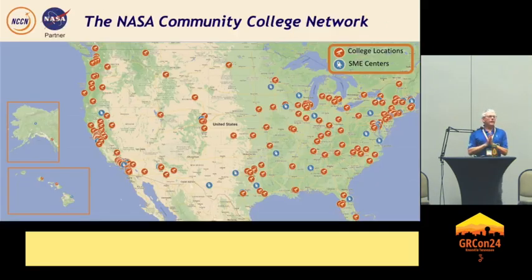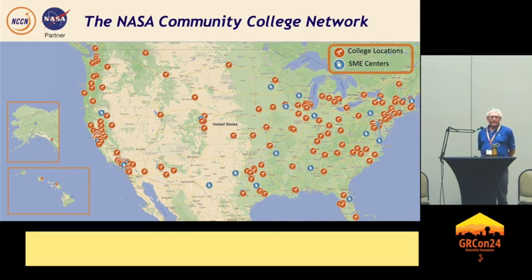This is a map of the reach of NCCN. We are currently working with 206 community college instructors in 38 states around the United States. This is from our website. You can get information on our website from our booth, the SETI Institute booth. All of these are clickable, and you can find if there's a community college near you.